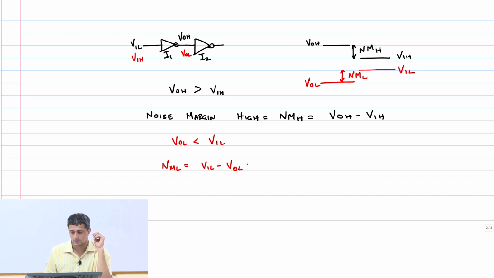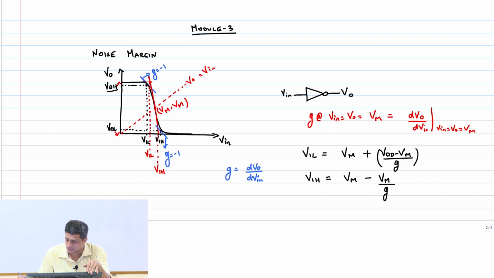Okay. So now can you substitute these values? Of course, VOH is very close to VDD. Correct? So we can make the substitution that VOH is nearly VDD. So this is in black, right? So this is VDD minus VIH. What is that value? VM minus VM by G.